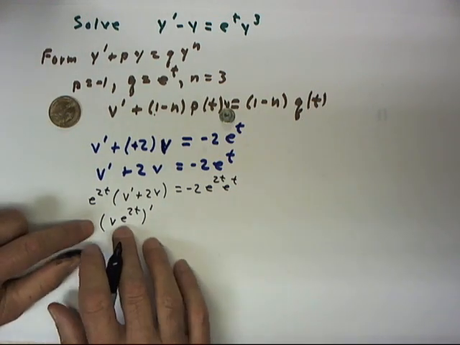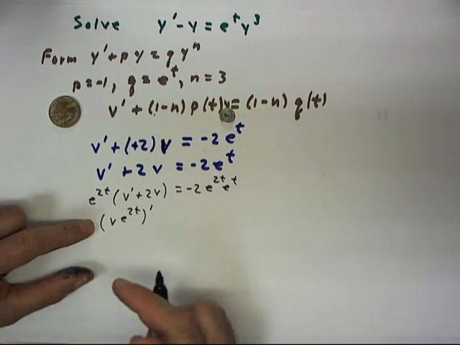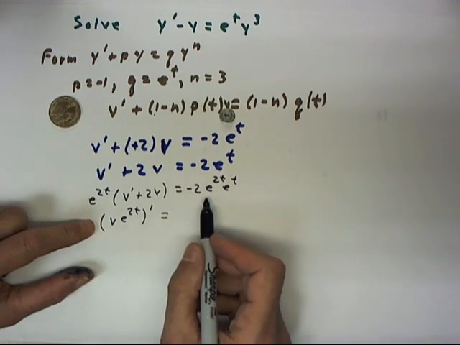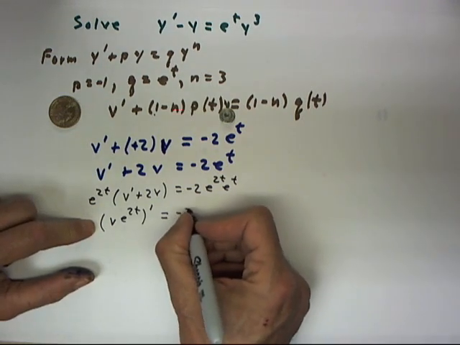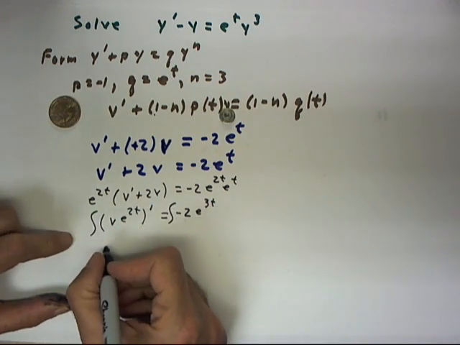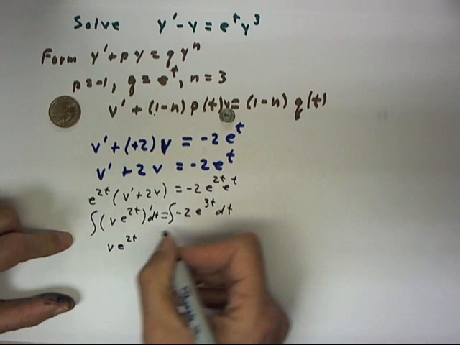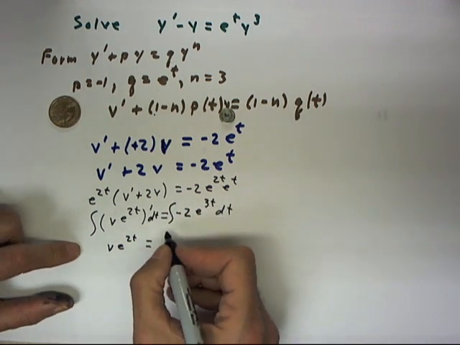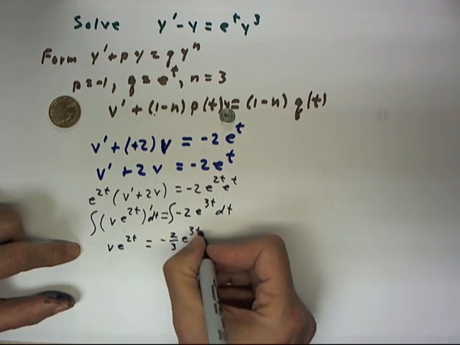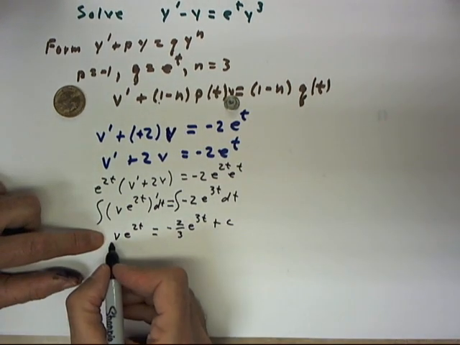Now you might have to review the thinking on a linear non-homogeneous equation, but hopefully you're used to that from having done that work in the recent past. Okay, so we have this. Over here we have negative 2e to the 3t. Integrating both sides, we get v e to the 2t, integrating with respect to t. v e to the 2t equals antiderivative of this, which is going to be negative 2/3 e to the 3t plus an integration constant.